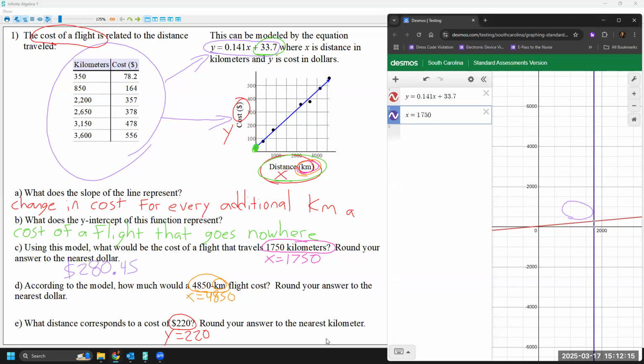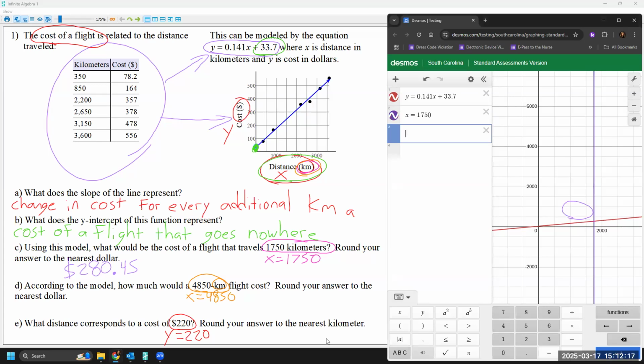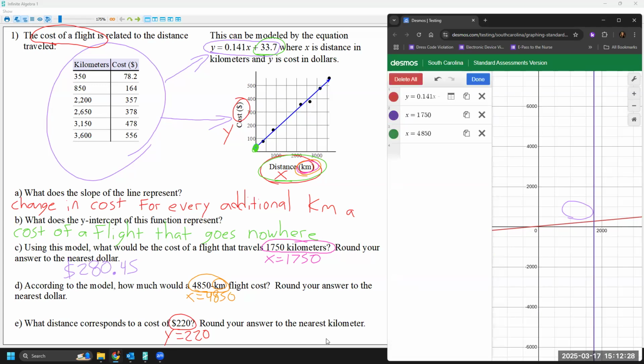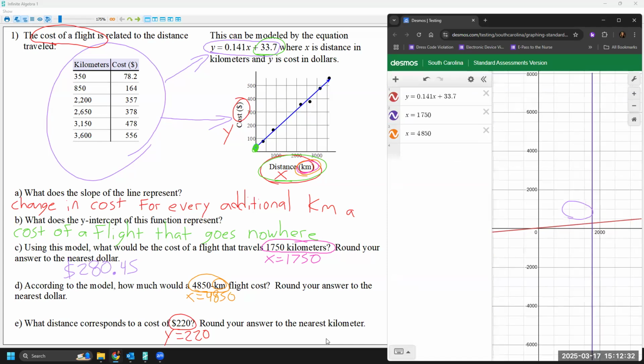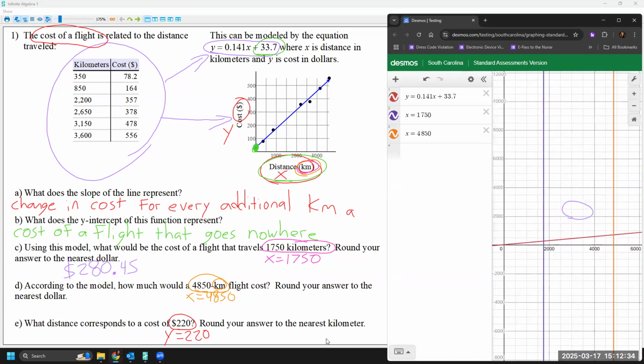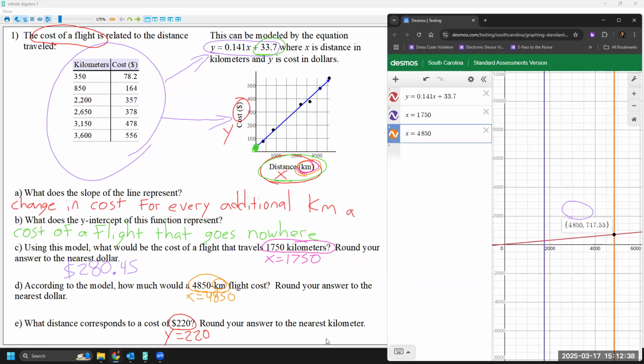Now, we're going to do the same thing on the next one. The one in orange, it says X equals 4850, right? That's a big number. I'm going to change the color to orange. I'll have to zoom out even more. And there it is over there. Click on it. Again, the first number is the 4850. The second number is the one I want.